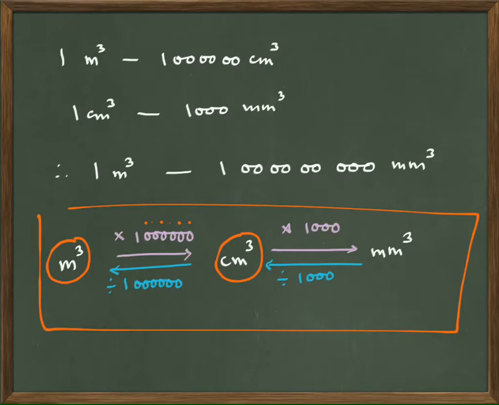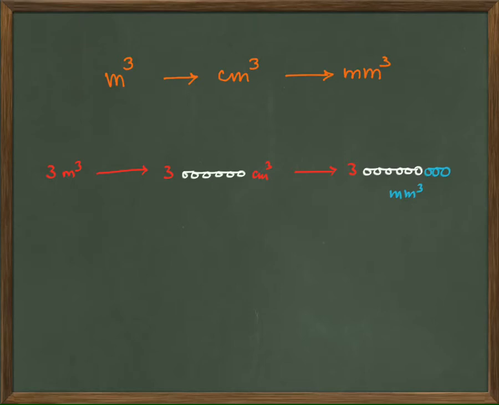Similarly, centimeter cube into millimeter cube, 1 with 3 zeros. On the way back, divide by 1 with 3 zeros. On the way back, divide by 1 with 6 zeros. So remember this rule for length. Remember this for area, and remember the same kind of rule for volume.